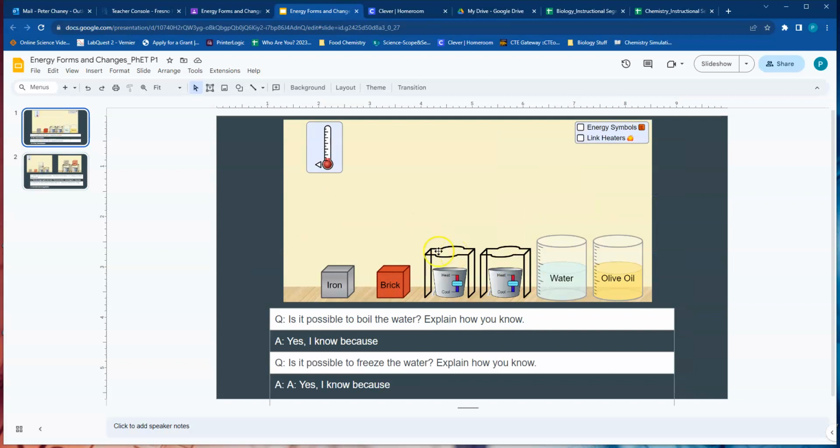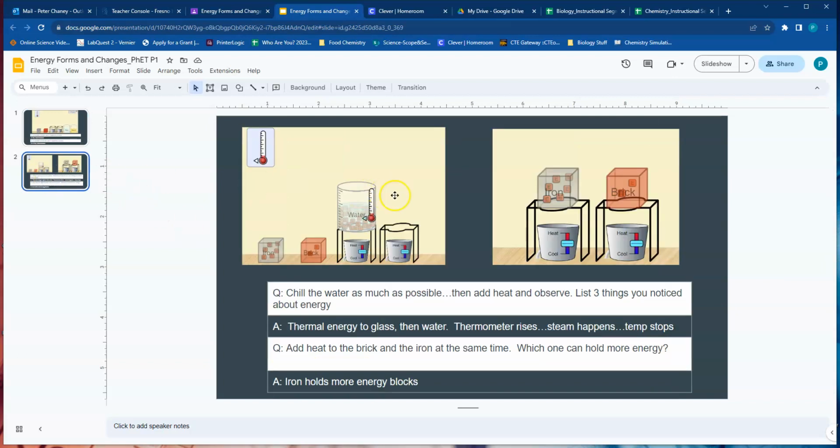First slide, we're going to be working with just the water and temperature. We're going to be talking about boiling point and freeze point. And then we're going to look at the different thermal changes that happen when we do the water. And then we're just going to look at energy holdings for the iron and the brick.